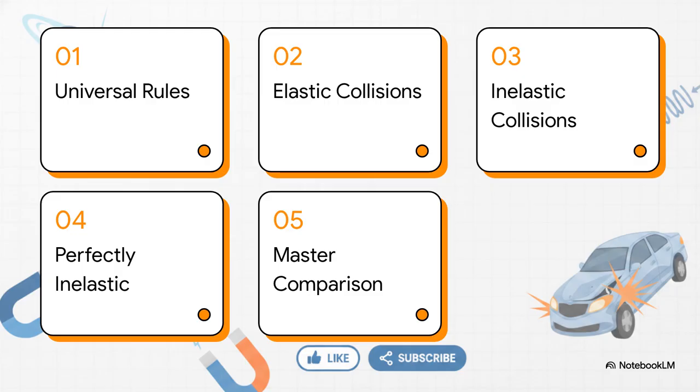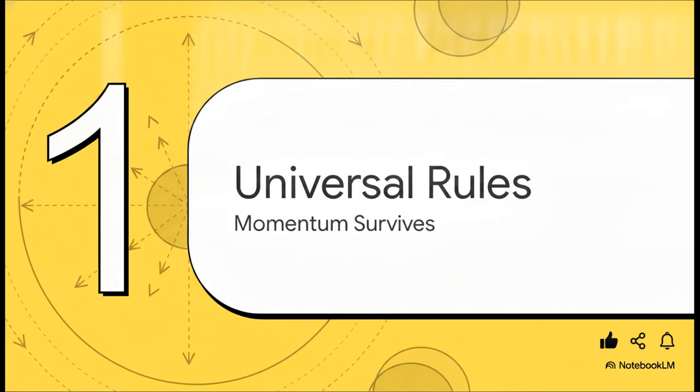So, to understand where the energy actually goes, here's our roadmap for this explainer. We'll start with 1, the universal rules, then look at 2, elastic collisions, 3, inelastic collisions, 4, perfectly inelastic collisions, and finally wrap up with 5, the master comparison. Moving right along to section 1, the universal collision rules, where momentum survives every impact.